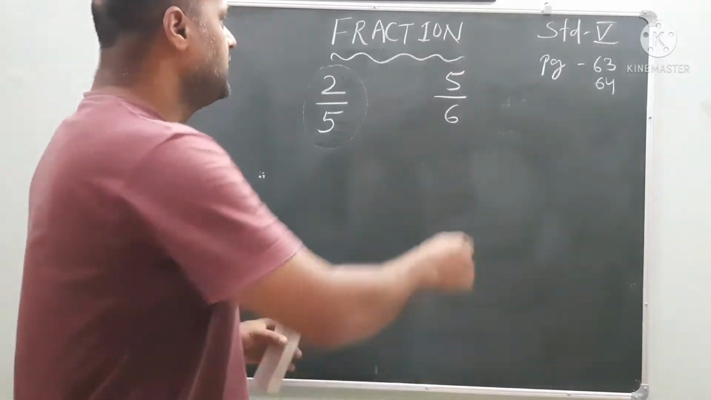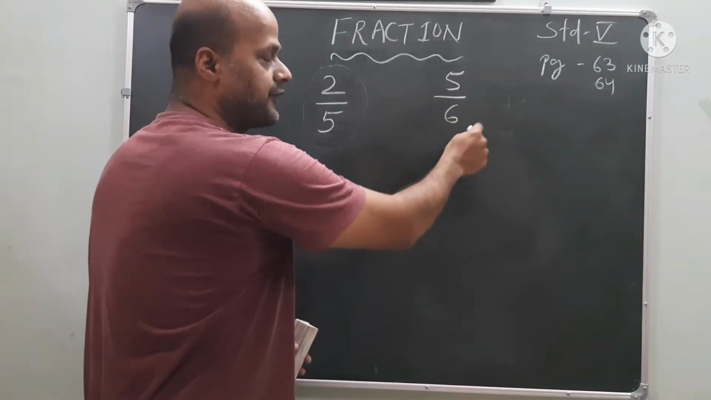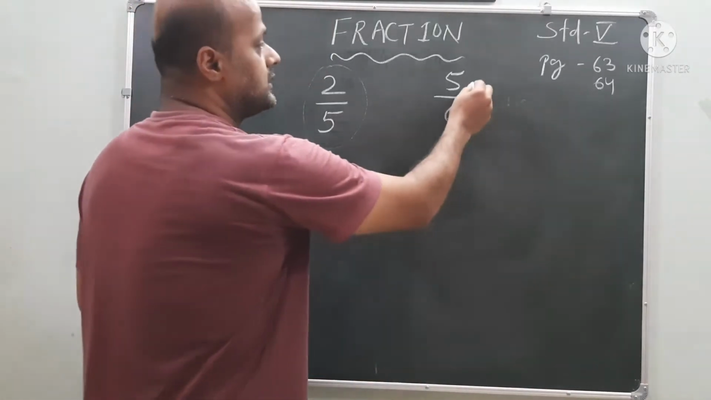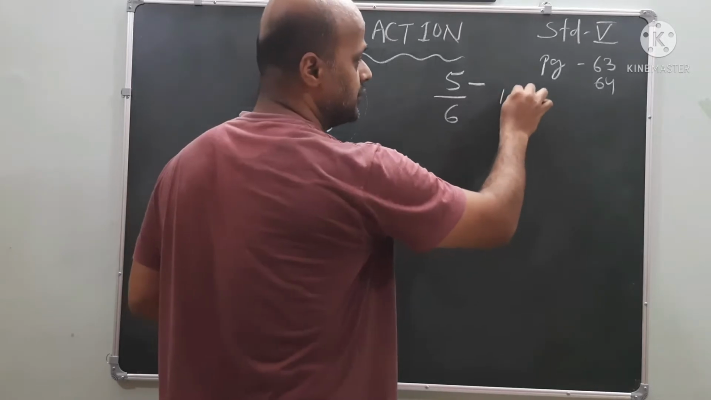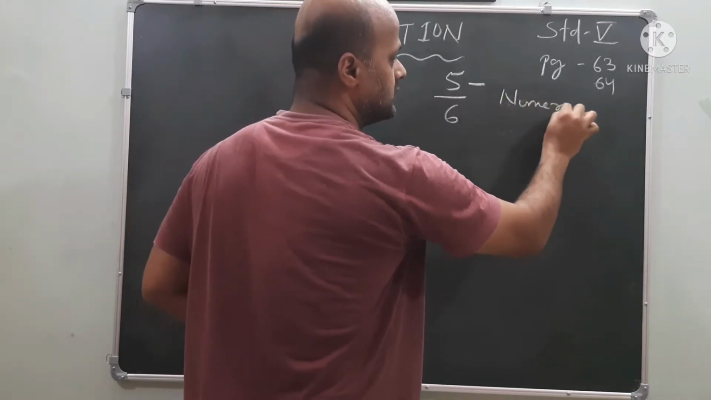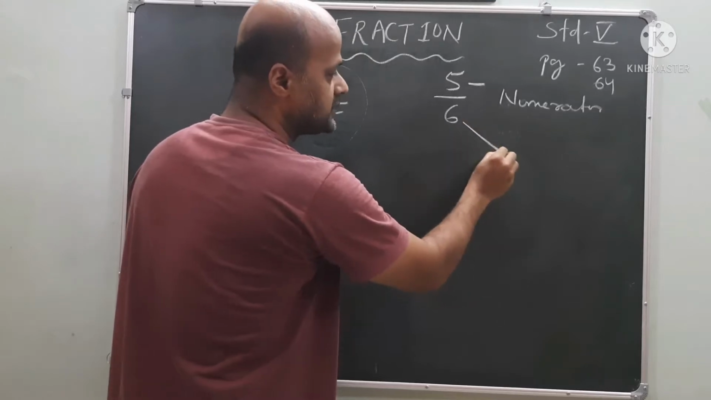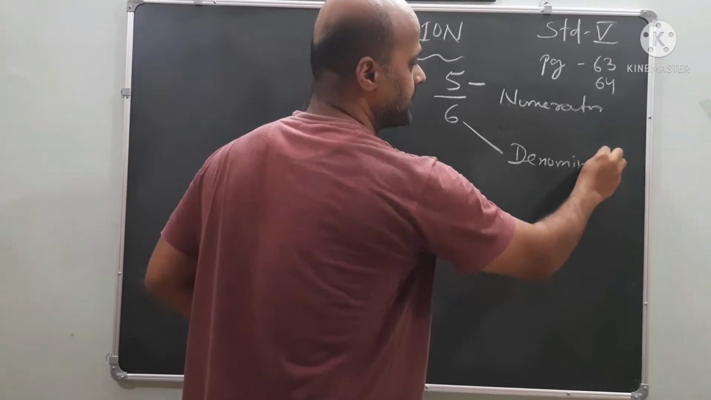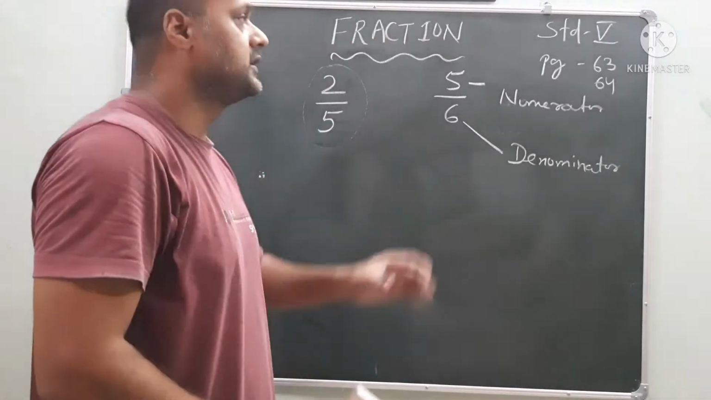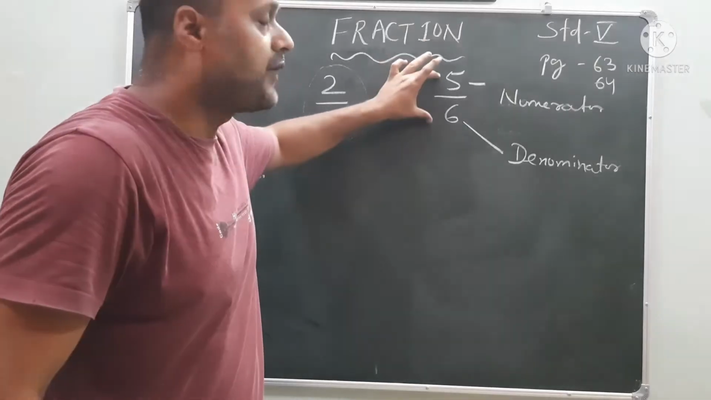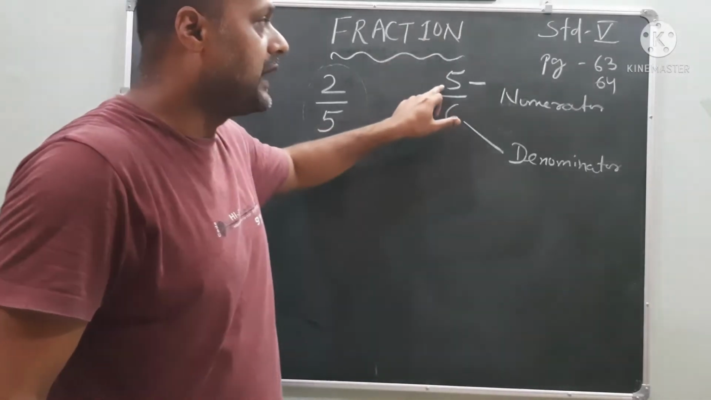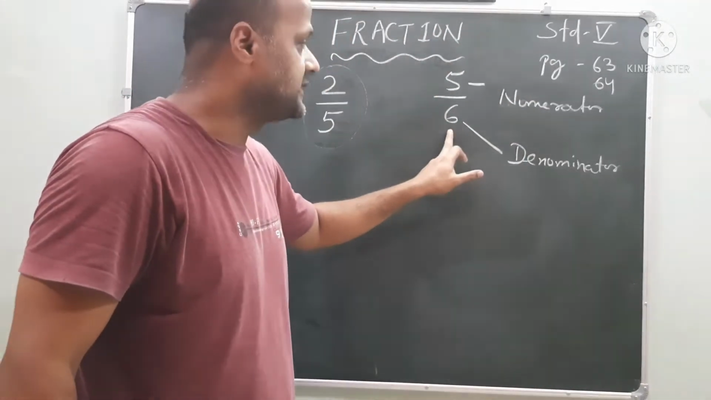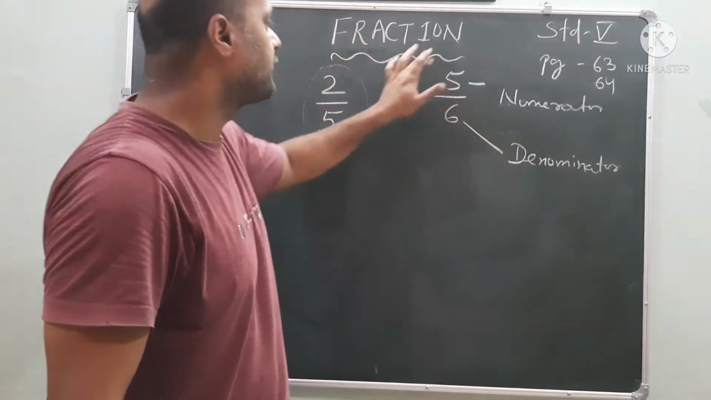Now remember this one. As we know that this is a fraction, but the fraction has certain parts. The upper one is called the numerator and the lower one is called the denominator. So first, how should you read it? 5 by 6. 5 is the numerator, the upper one. The lower one, 6, is called the denominator in this fraction.